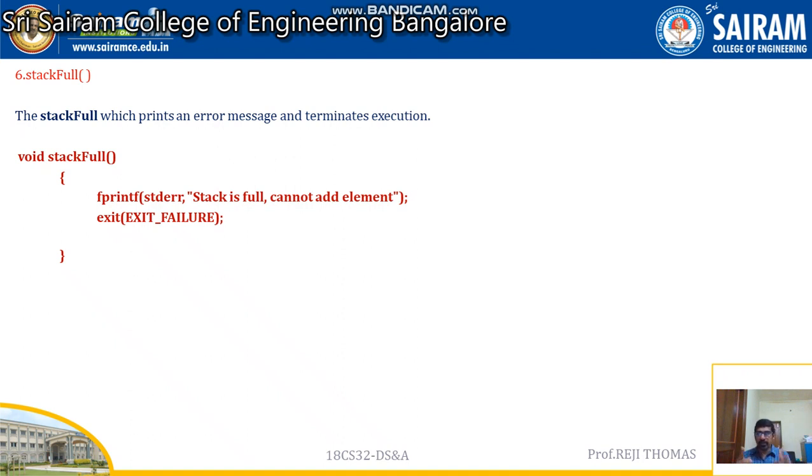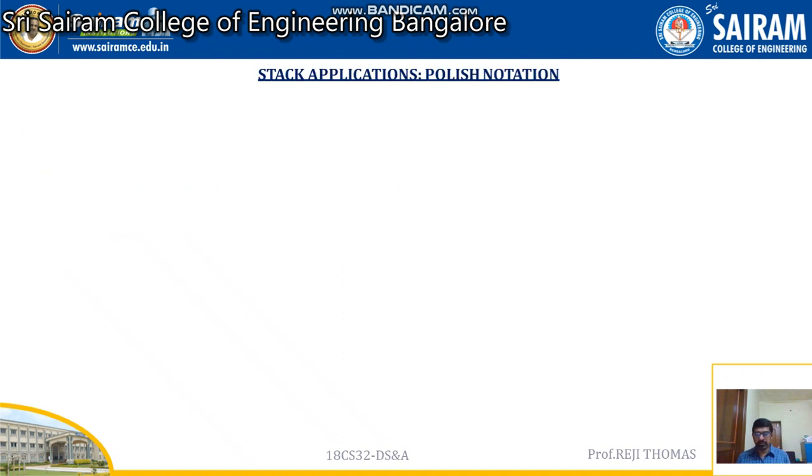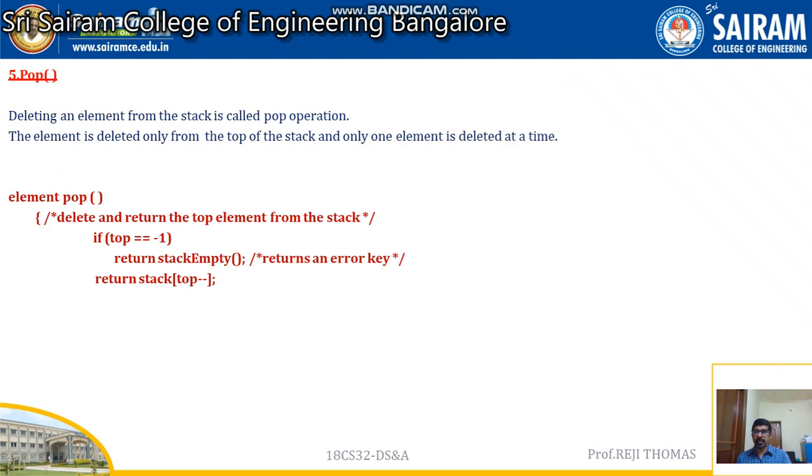This will not be printed on the console. If you want to print this on the screen, you can replace your fprintf with a printf. After this, we are going to exit. Exit is the function which is going to terminate your program. So the moment you find top is greater than or equal to max stack size minus 1, we call this function, and this function is going to print a message, and after this your program is going to exit. I hope you understood this, right? So this is about stack operations.